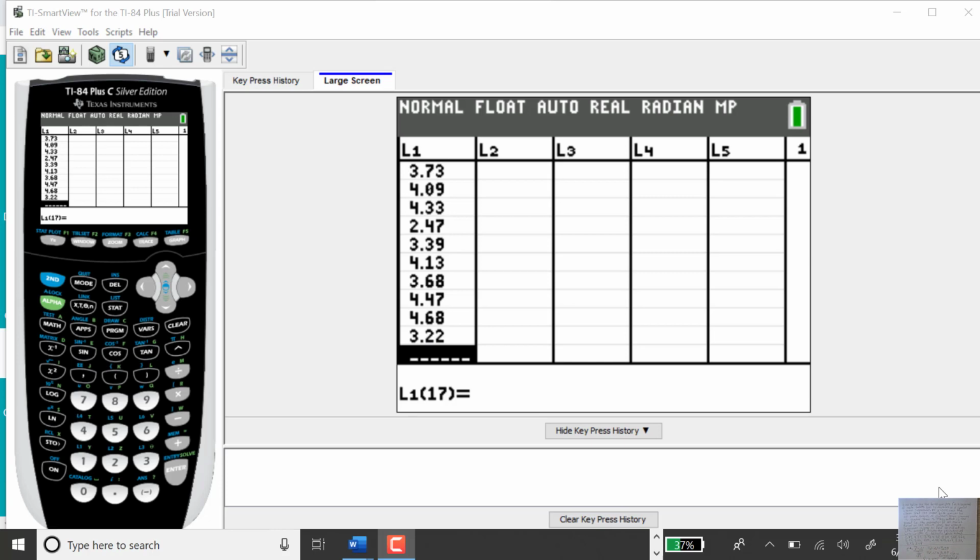In a nutshell, the null statement was mu is equal to 3.39, and the alternative was that mu was greater than 3.39, and the alternative was the claim in this example. I've already inputted all 15 values into the calculator. I'm sorry, 16. My apologies, there's 16 values in the data set.